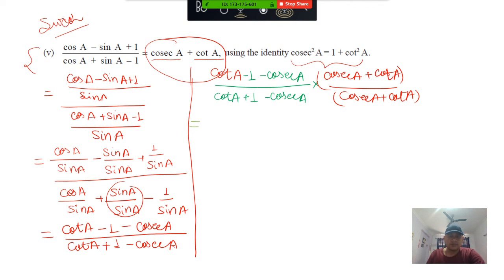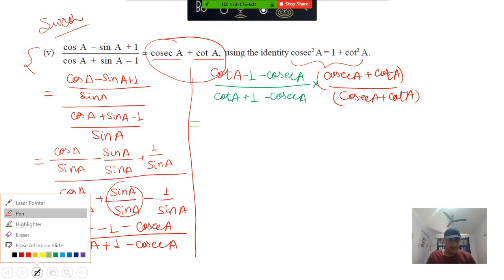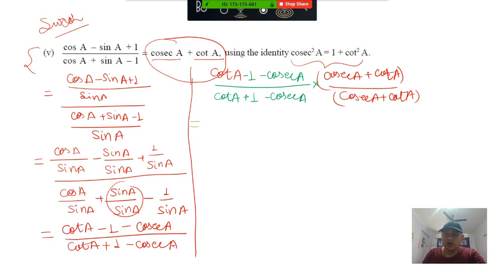Here the clue is that we have to get, on the right hand side, the term cosec A plus cot A. So we will not mess up with the numerator, because we have to get it in the numerator. We will just multiply in the denominator terms. So this will be cot A minus 1 minus cosec A. We keep the numerator as it is, cosec A plus cot A.